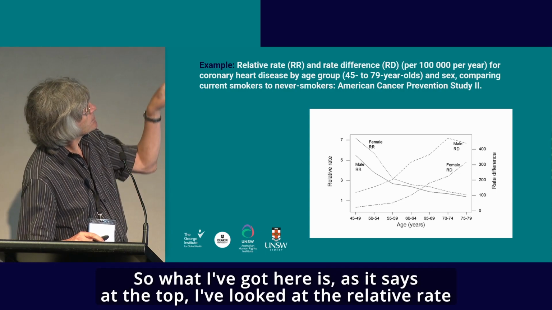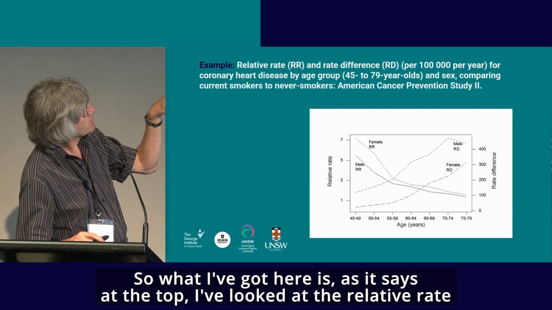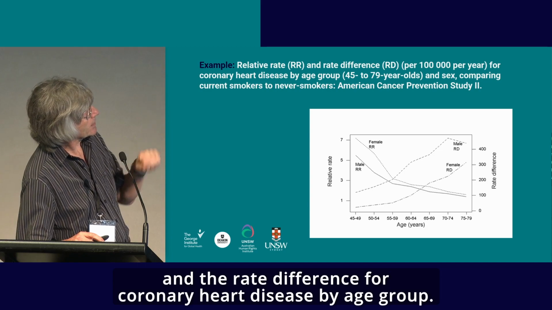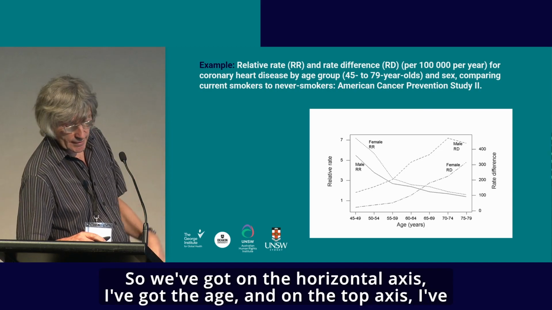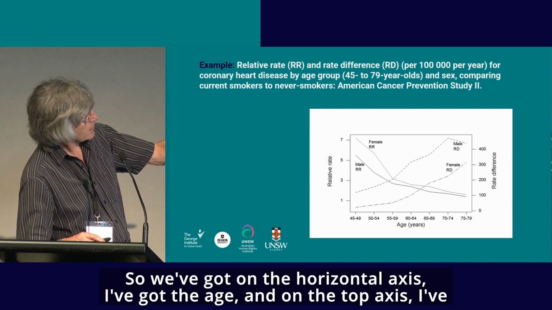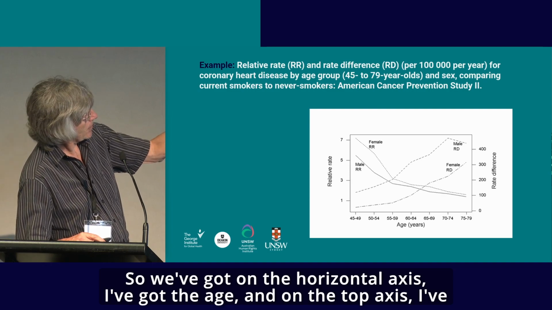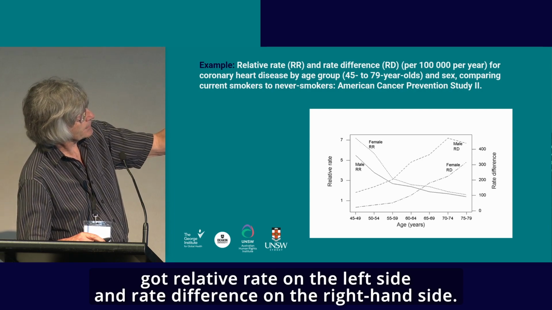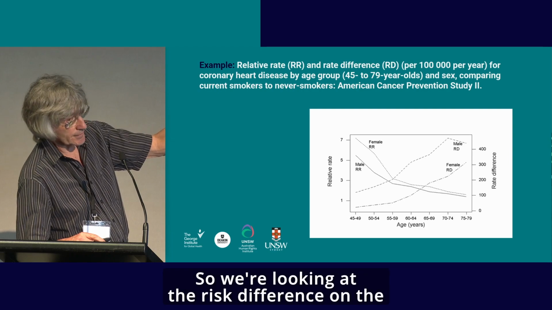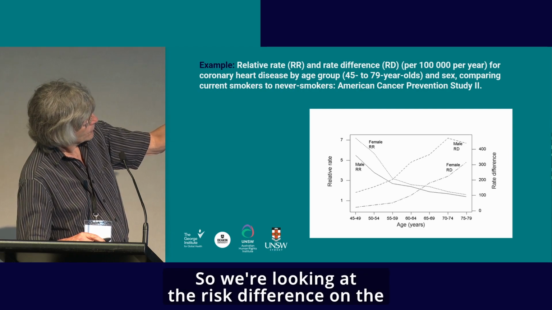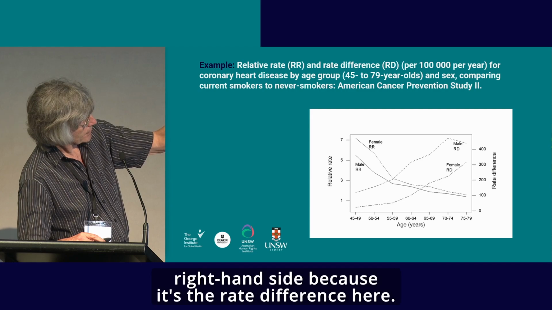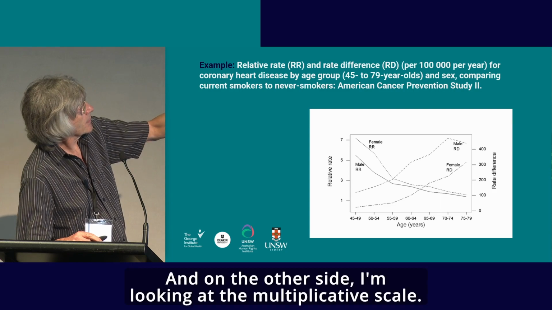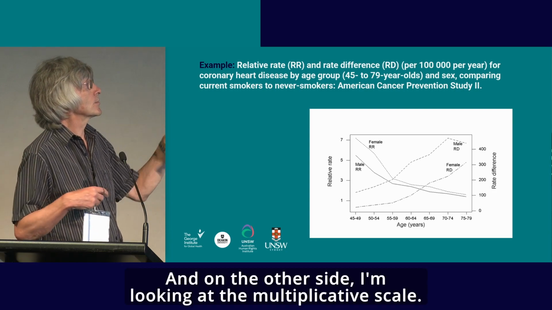So what I've got here is, as it says at the top, I've looked at the relative rate and the rate difference for coronary heart disease by age group. So on the horizontal axis, I've got the age, and on the top axis, I've got relative rate on the left side and rate difference on the right-hand side. So we're looking at the risk difference on the right-hand side, because it's the rate difference here. As I said, it's similar, the risk and the rate. And on the other side, I'm looking at the multiplicative scale.